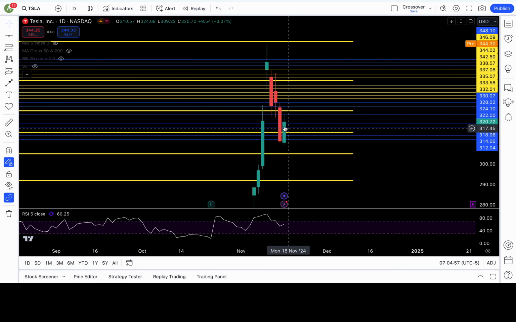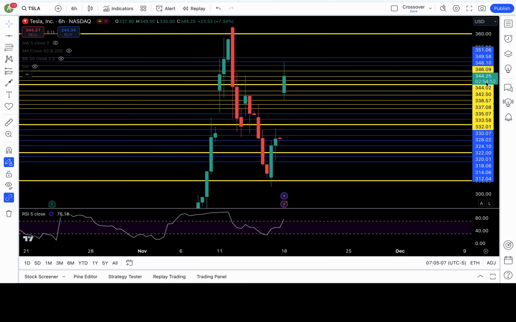Tesla, well, there's that piercing pattern I was telling you guys about, and now we have a gap up here. Well, if this is a gap up, you've got to be careful catching FOMO, and you've got to be careful with calling a top. You don't want to call a top. You also don't want to catch FOMO.